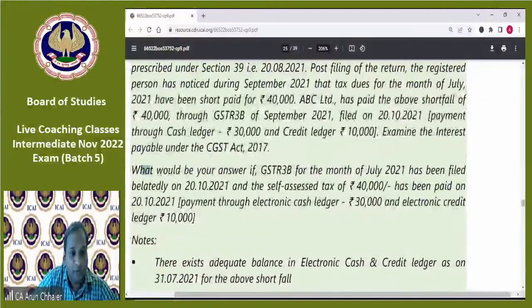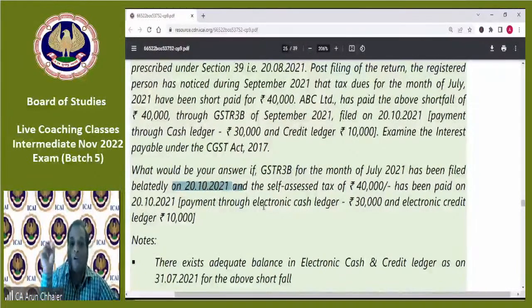Now he has changed the question. What would be your answer if the 3B for July has been filed belatedly on 20th of October? What would be your answer if July 3B has been furnished on 20th of October itself, by reporting all the liability, that is 40,000? Now, please tell me, at that point of time, on which amount you will calculate the interest. Is it 40,000 or 30,000 or 10,000?